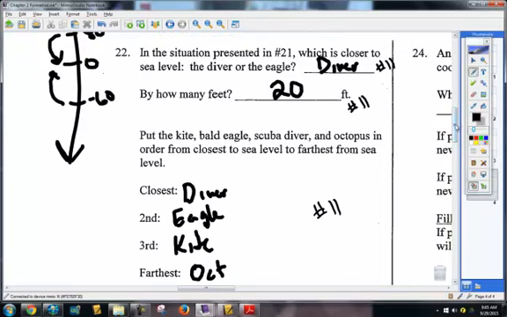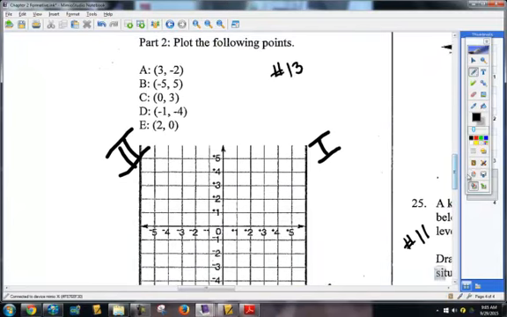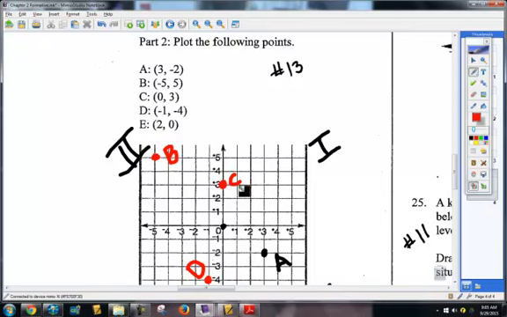Okay, now we're going to plot the points. Now you got to be real careful. Make sure you're checking with me as I'm putting these on here. So, letter A, you would start here at the origin. We're going to go over 3. We're going to go down to negative 2. That is point A. Make sure you are in that spot. B, negative 5 up to 5. Right there. C, 0, 3. Right there on the y-axis. D, negative 1, negative 4. And E would be right there at 2, 0.